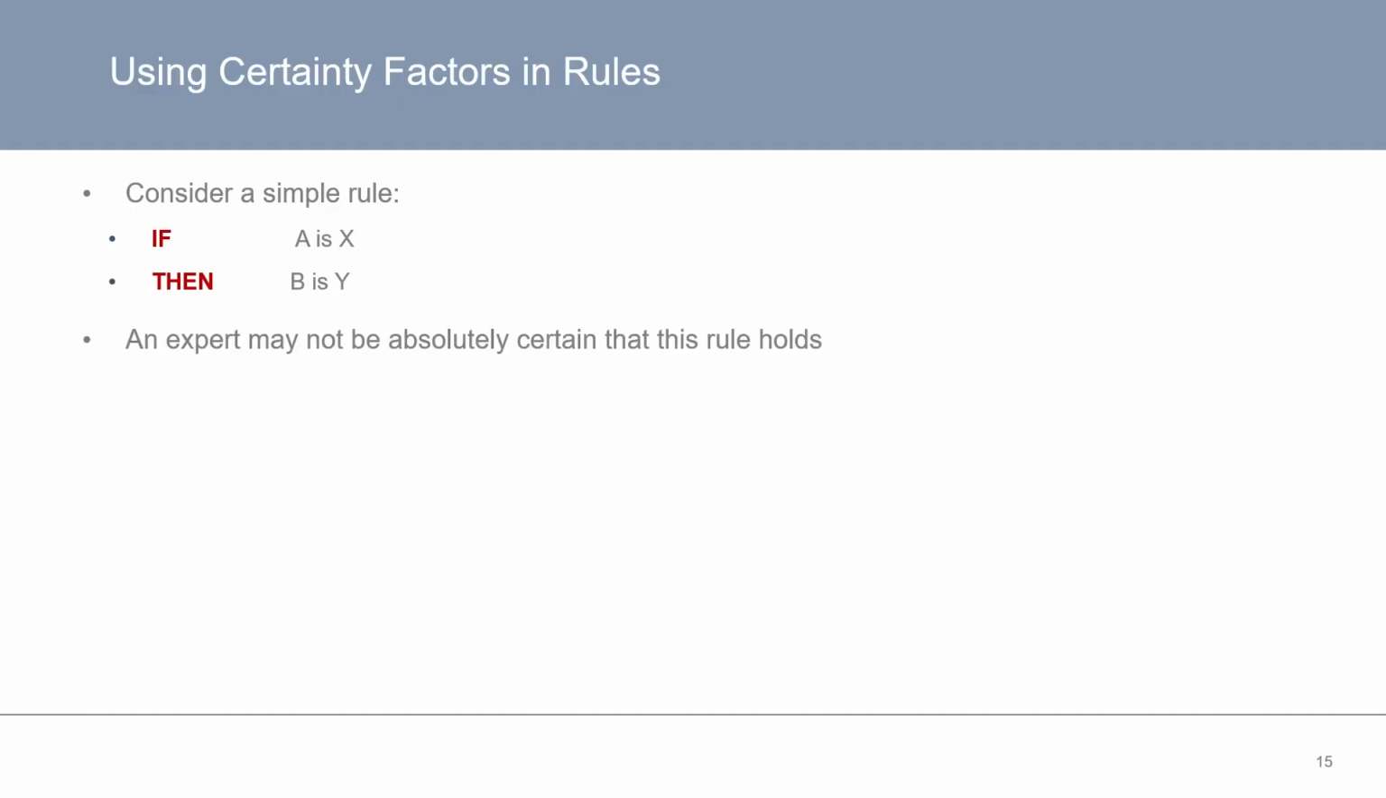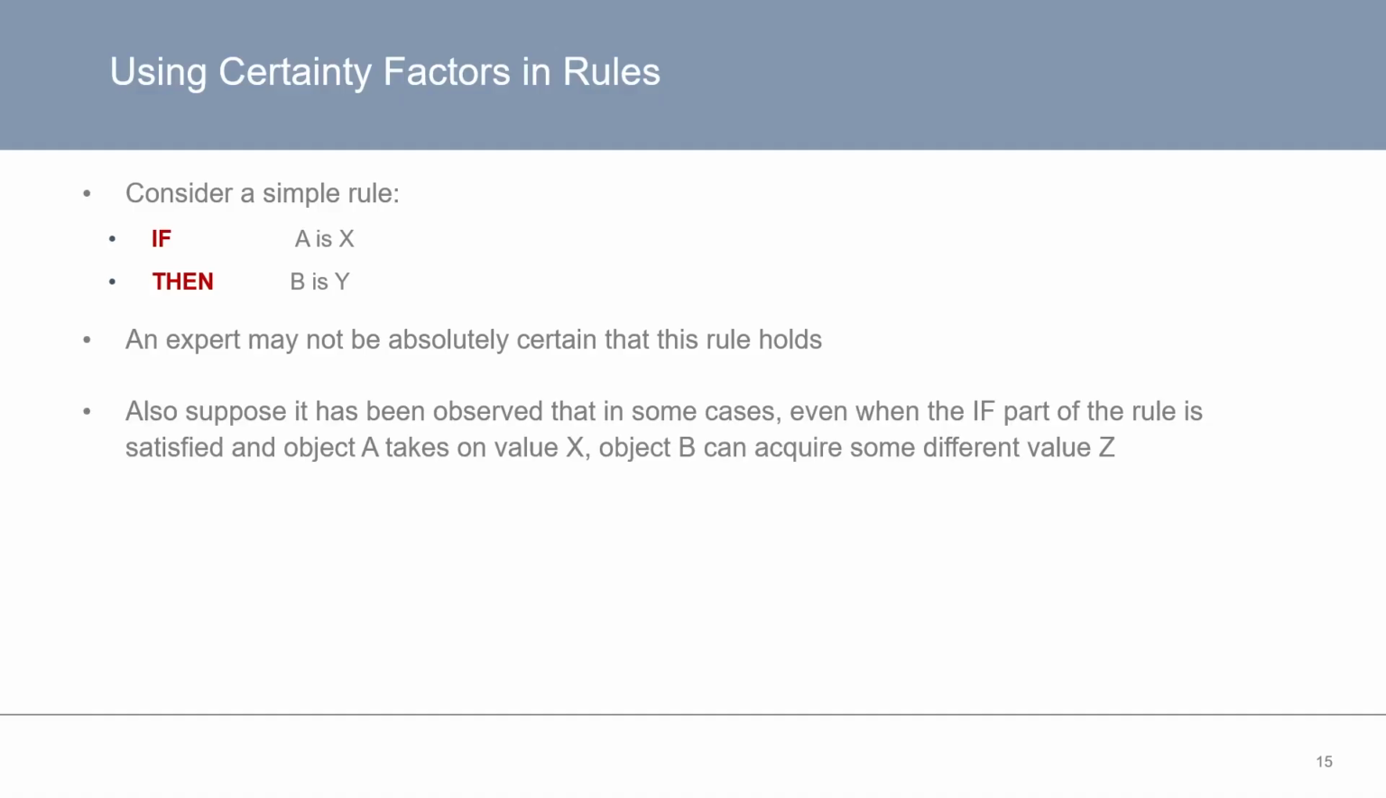An expert may not be absolutely certain that this rule holds. Also, suppose it's been observed that in some cases, even when the if part of the rule is satisfied, in other words, A takes on a value of X, object B can acquire some different value Z. So here we have if A is X, then B is Y, with a certainty factor of 0.7, or B is Z with a certainty factor of 0.2.